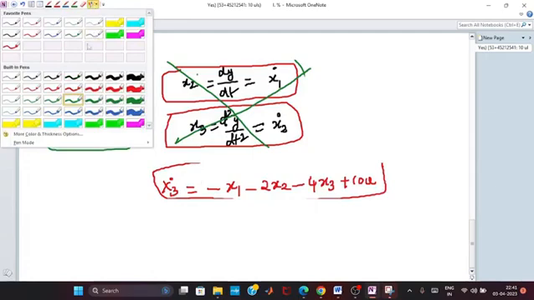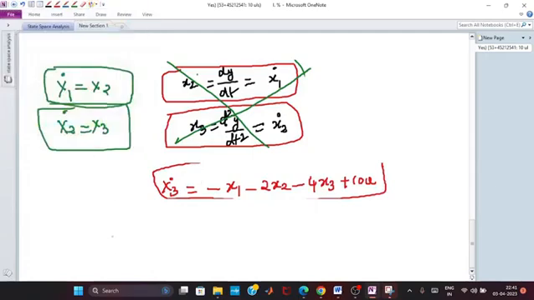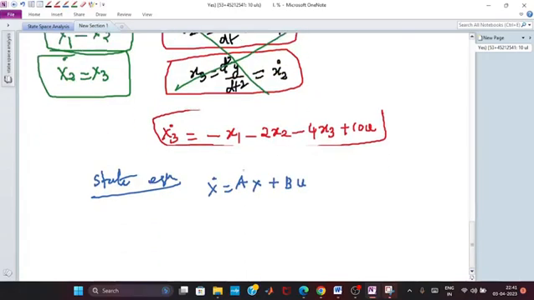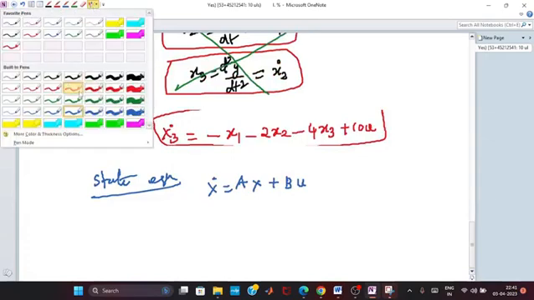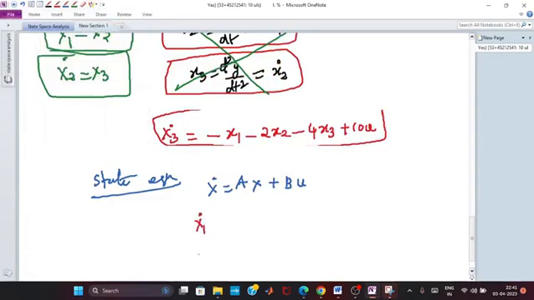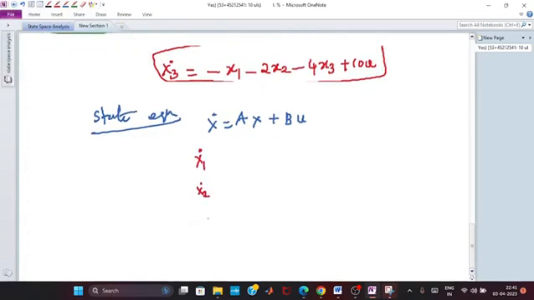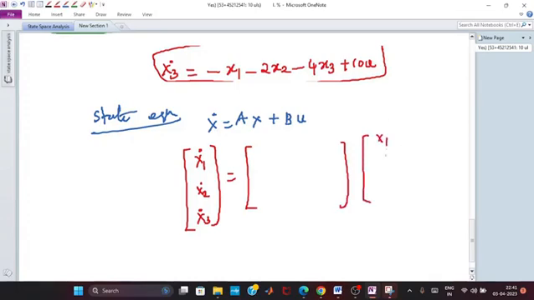So what is the state equation? Very easy, as I told you just now for the previous problem: x dash equals Ax plus Bu. Here x1 dash, x2 dash and x3 dash are there. Since there are three state variable derivatives, the state variables must also be three: x1, x2 and x3. So what should the values be? You have to fill it in.